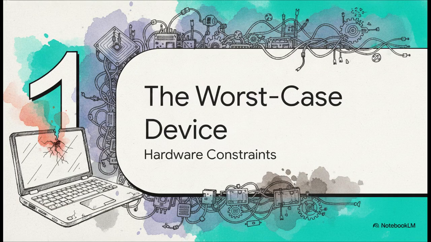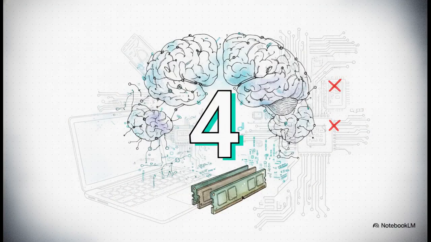Let's kick things off with Section 1, the worst-case device and its hardware constraints. To truly appreciate this experiment, we really have to look at our baseline device here. It's a 4 to 5-year-old Acer Chromebook. And the kicker? It has a meager 4 gigabytes of RAM. Now, if you're familiar with AI models, you know they are incredibly memory hungry. They need RAM just to load the neural network weights before they can even think about generating a single word. And making matters worse, there's no dedicated graphics card. So that tiny pool of system RAM has to be shared directly with the integrated graphics.